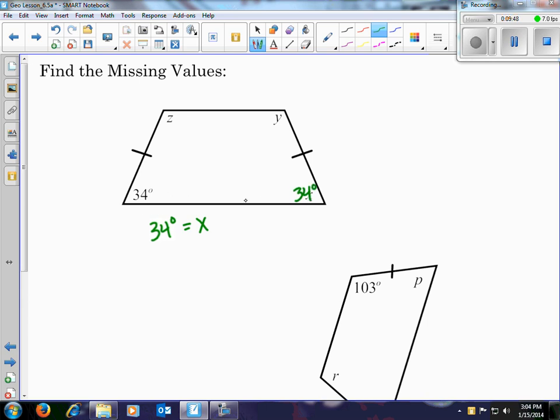Now, I also know that since these two are congruent and these two are congruent, and the whole trapezoid is 360 degrees, that this angle here has to be added with this one to be 180 degrees. So I can figure out what z is by doing 34 plus z is equal to 180. Then I just minus 34 from both sides. So I get z is equal to 146 degrees. Now, I know that z is 146, and my base angles are congruent, so that means y has to be 146 degrees as well.